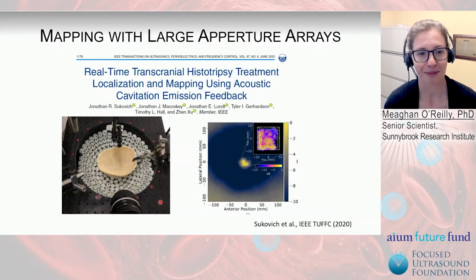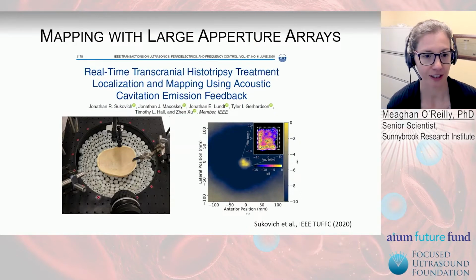Similarly, the team at Michigan has developed a very nice transcranial hemispherical array for doing histotripsy. And we can see here they're using their acoustic cavitation emission imaging in order to generate these maps of the bubble clouds. And I'm sure that we will hear much more about the applications of mapping in histotripsy from Jonathan Sukovich in the next talk.